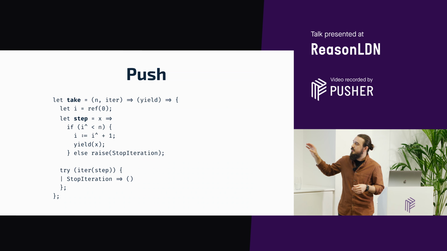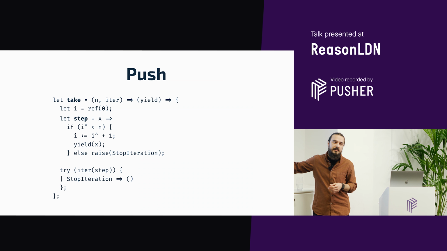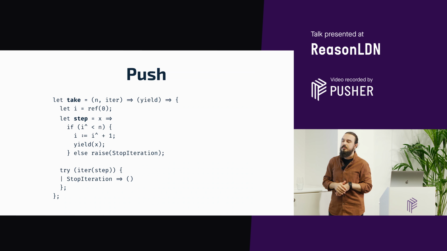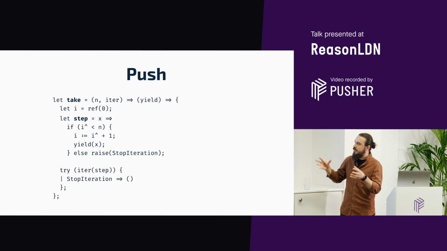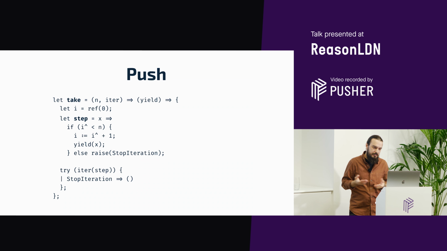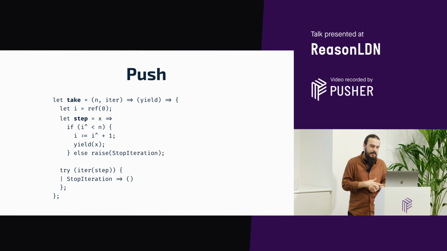But the thing is, this stop iteration exception is only available here. We know that we handled it, so it's not going to leak out into the other parts of our code. It's completely contained in this function. There's no risk of getting unsafe exceptions.